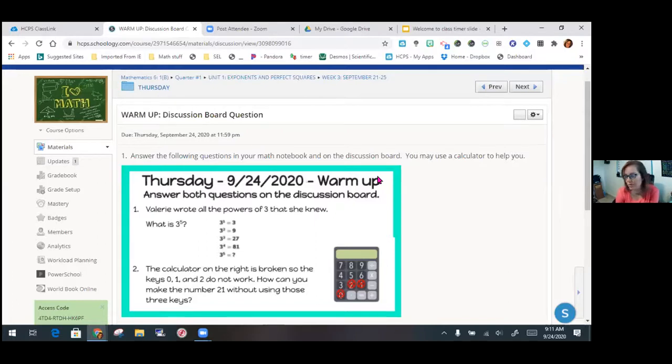So I'm going to give you a hint. I'm going to give you an idea, okay? You can't use mine. Don't steal it, okay? I might do 7 times 3 because I know 7 times 3 equals 21. And I know that 7 and 3 are still options for me. Think about it. You could add, you could subtract, you can multiply, you can divide, but you can't use the numbers 0, 1, or 2. So I want you to think of a few ways that you can make 21 on that calculator without using those keys.